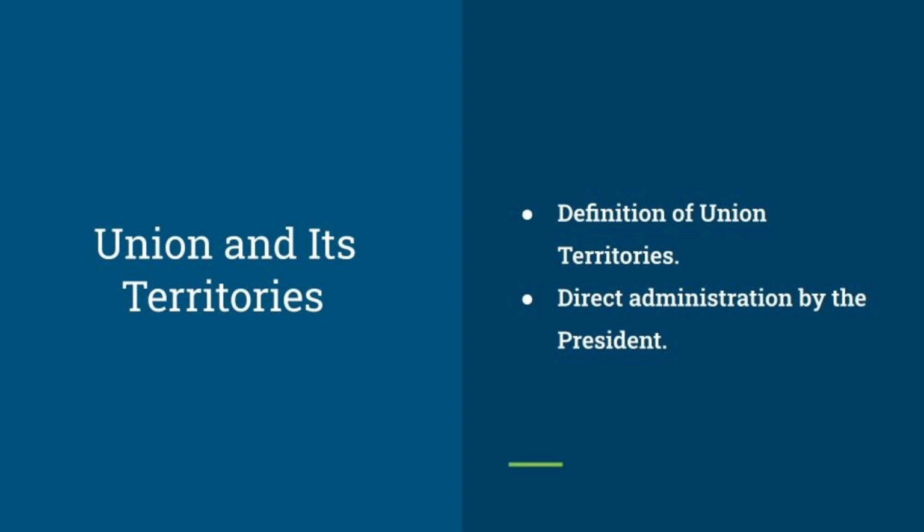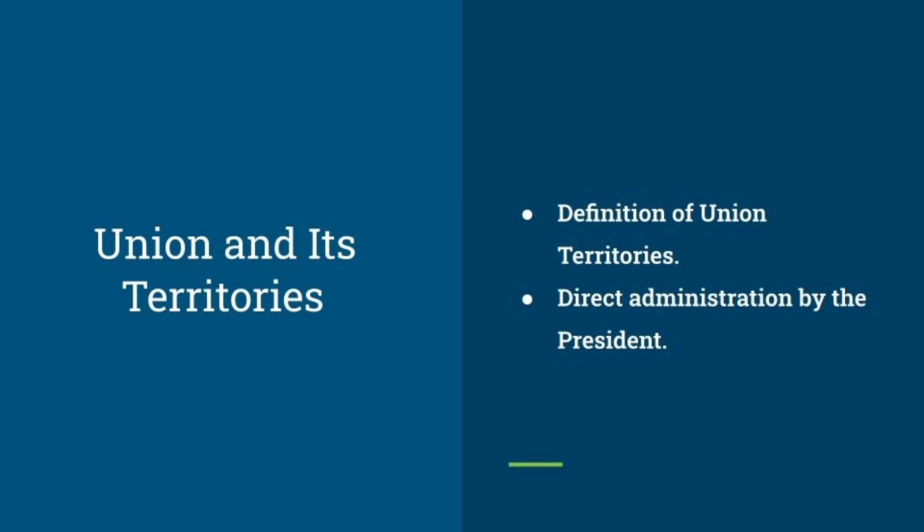The article also empowers the parliament to change the status of union territories or establish new union territories. So they can change the status of a union territory. If the parliament wishes, they can change the status of a union territory to a state, or they can establish new union territories by ceding a part of any other state or union territory. So remember that it empowers the parliament to change the status of a union territory or establish new union territories.